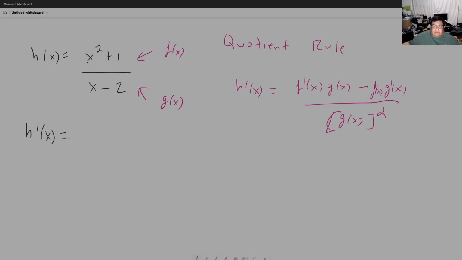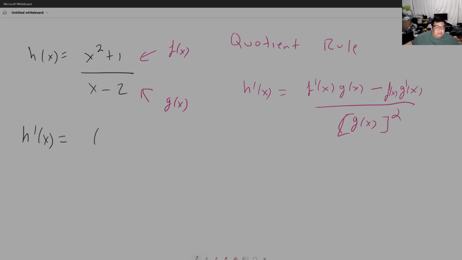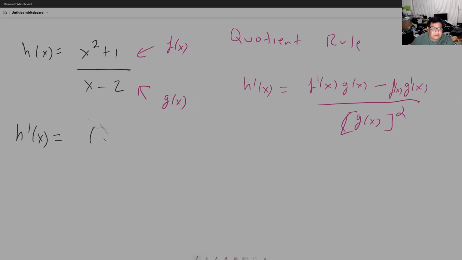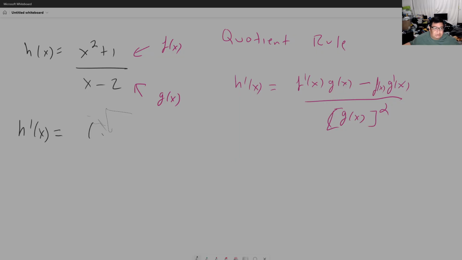Okay, so we need to find the derivative of f of x. So what's the derivative of x squared plus 1? That's going to be equal to 2x. And then that will multiply by g of x. g of x is x minus 2.